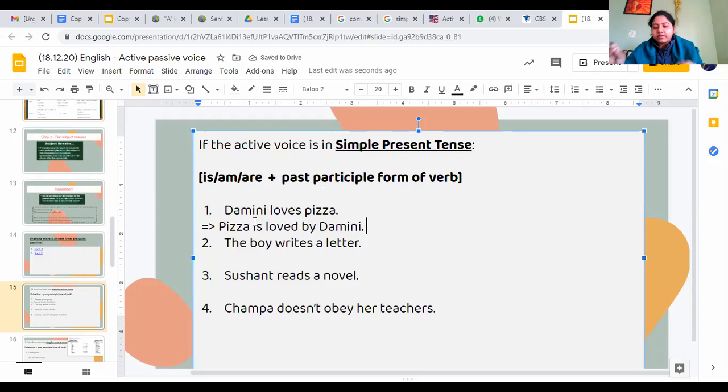ठीक है? Pizza is loved by Damini. That's exactly what Shubham also wrote in the chat box. This is how we are converting. Let's try the second one also.